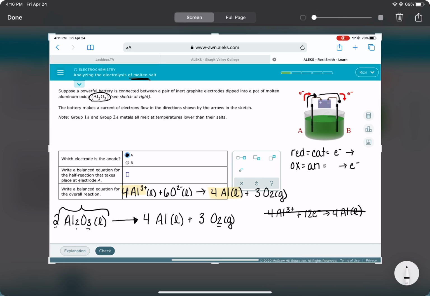That means our oxygen reaction is the one taking place at the anode, and that reaction is 6 O2 minus liquid turning into 3 O2 gas, and we're also spitting out 12 electrons. My suspicion with this problem is that ALEKS is not going to be thrilled about the stoichiometric coefficients I'm using in this equation. It probably wants me to simplify. I don't know for sure, but these problems are so tricky that I really don't want to take a chance. So I think you're going to want to enter it with the lowest possible stoichiometric coefficients. This would be what you would type in, and there's your answer.